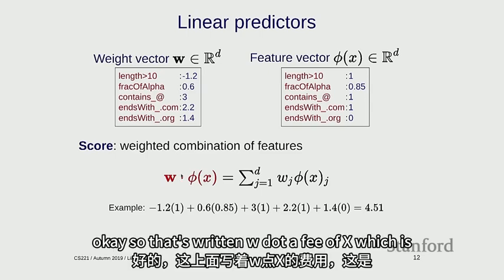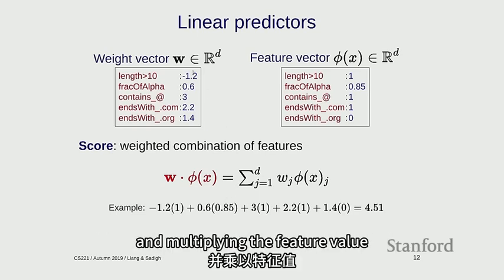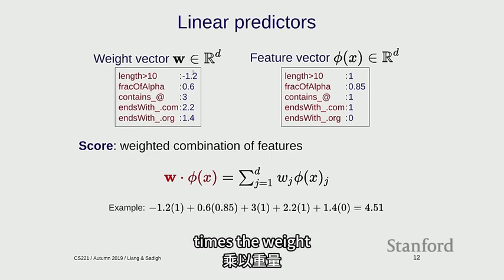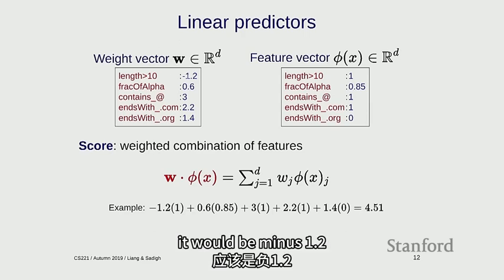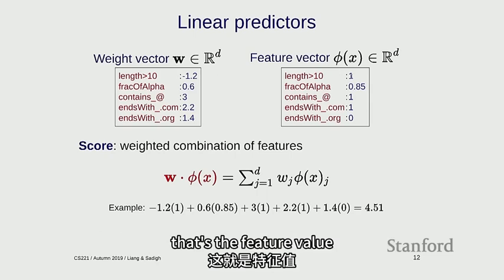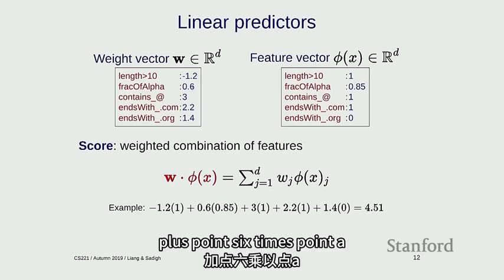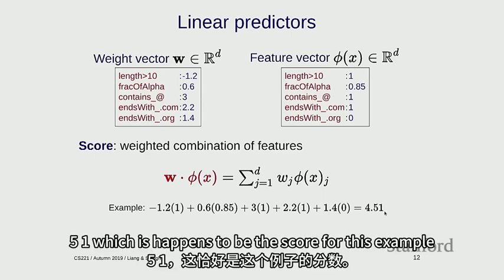Okay, so that's written w dot phi of x, which is basically looking at all the features, multiplying the feature value times the weight of that feature, and summing up all those numbers. So for this example, it would be minus 1.2, that's the weight of the first feature, times 1, that's the feature value, plus 0.6 times 0.85, and so on, until you get this number, 4.51, which happens to be the score for this example.